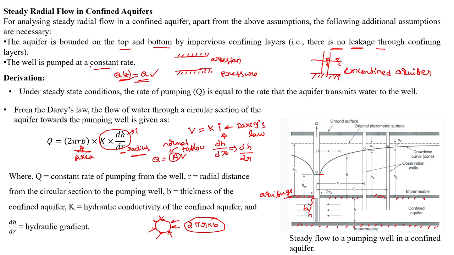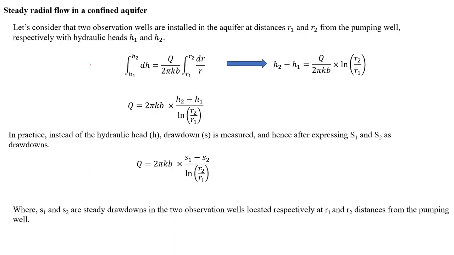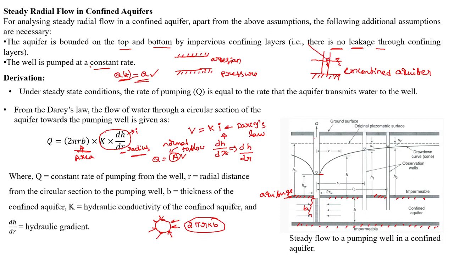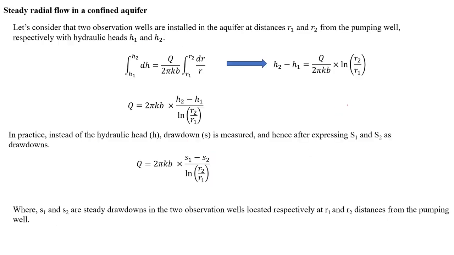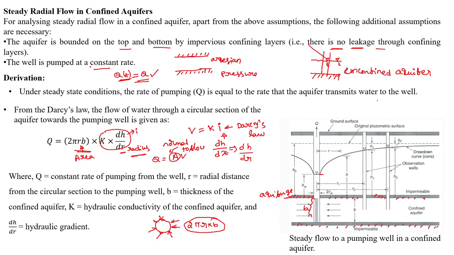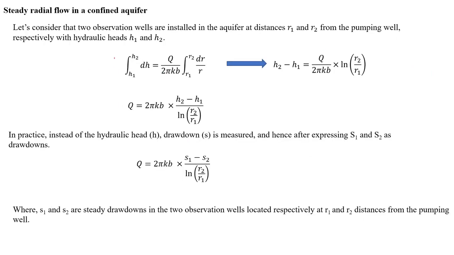All these formulas are shown here, so let's solve this. Let's consider two observation wells installed in the aquifer at distances of r1 and r2, as I have shown here, one here and one here, with hydraulic heads of h1 and h2.